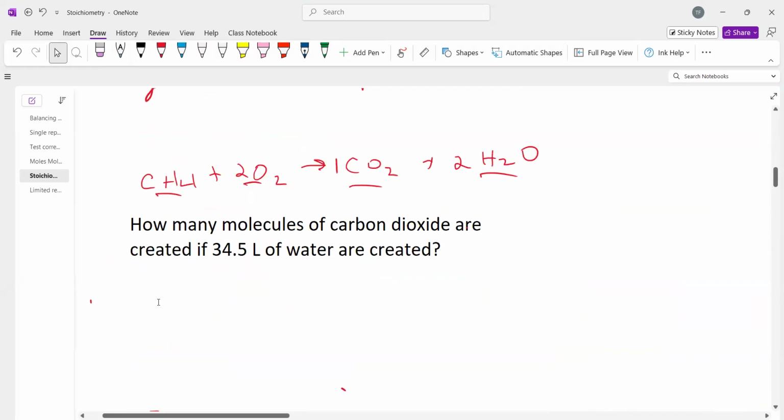Now I'm using the same chemical reaction each time, but that won't be the case. Sometimes it'll be different reactions going on. All right, how many molecules of carbon dioxide are created if 34.5 liters of water are created? Okay, step one is balance the equation. Boom, we got that from the last problem. What's given?